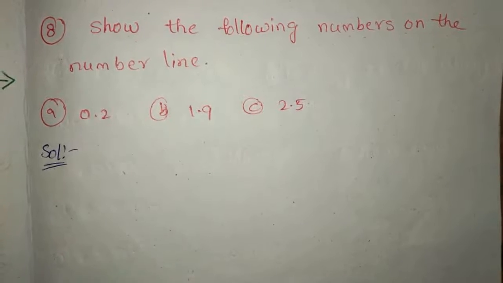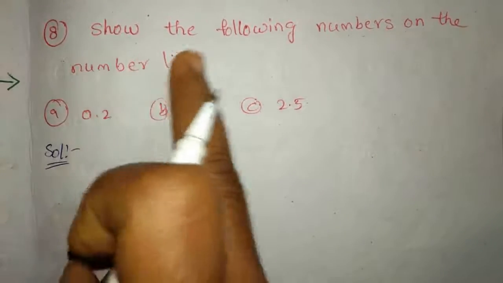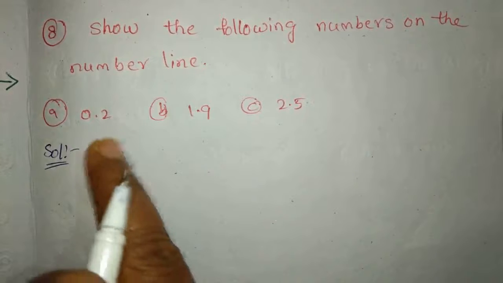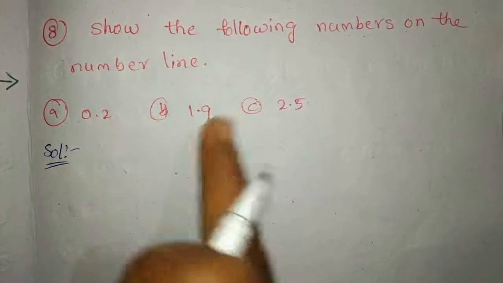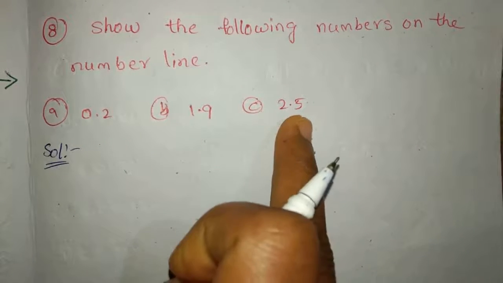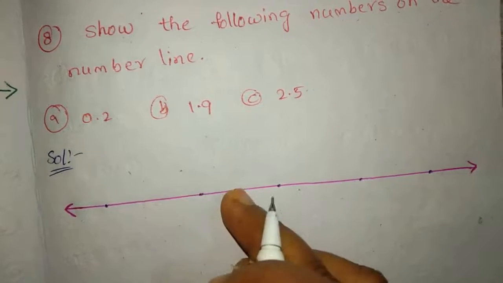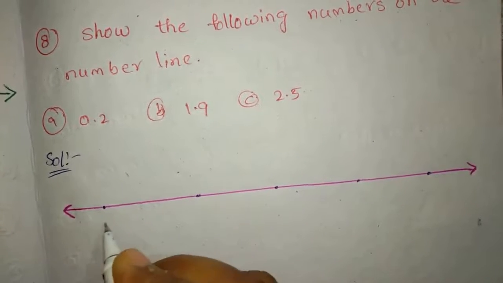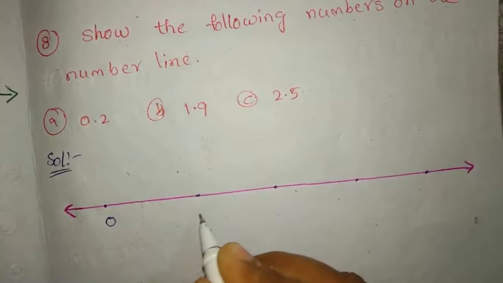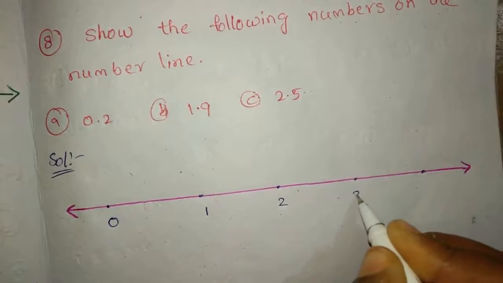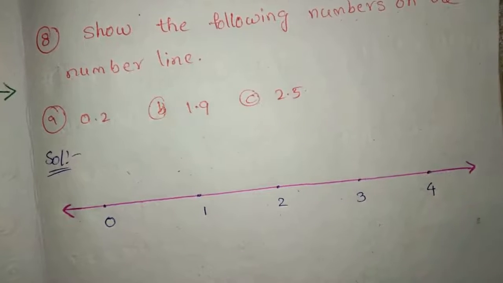Now let us see the next question, that is the 8th one. Show the following numbers on the number line: 0.2, 1.9, 2.5. First we draw the number line, and indicate the numbers. We start from 0, 1, 2, 3, 4.